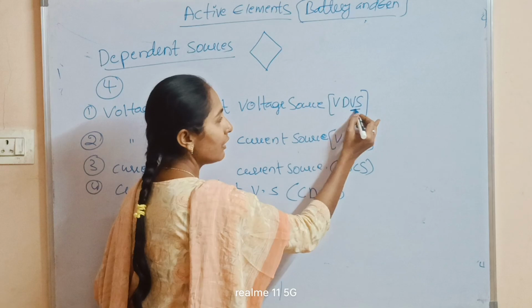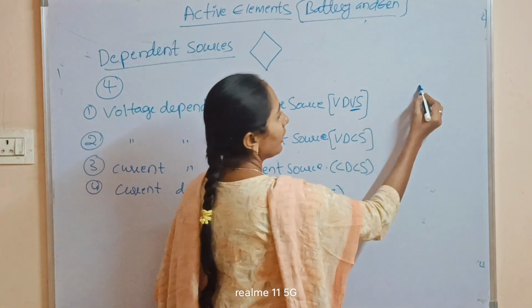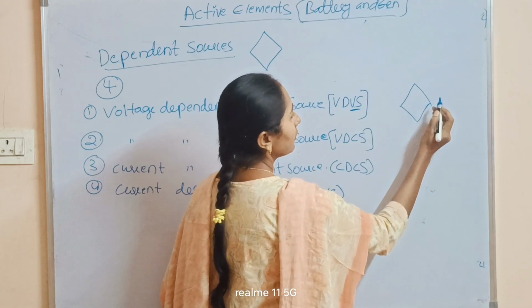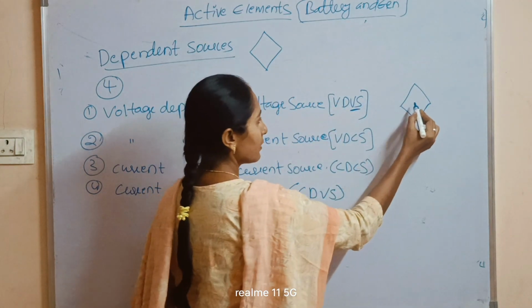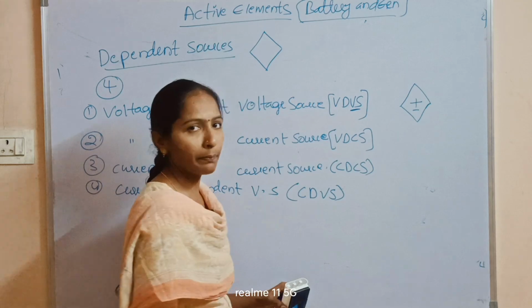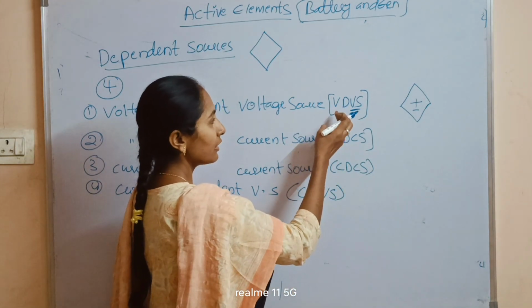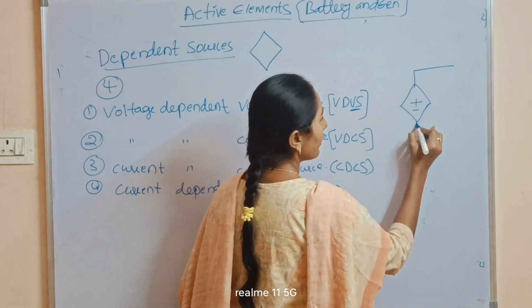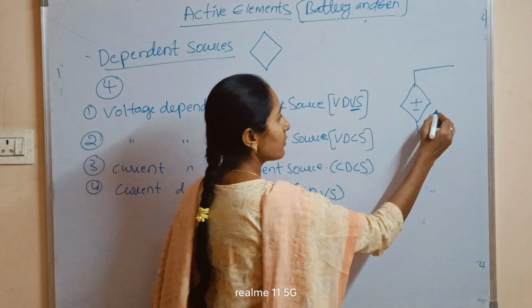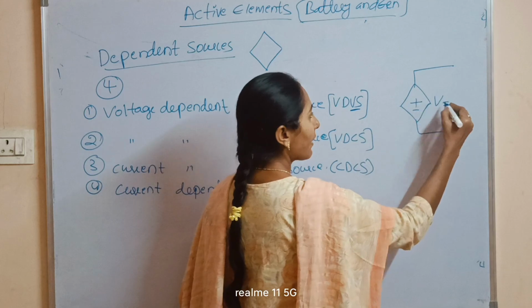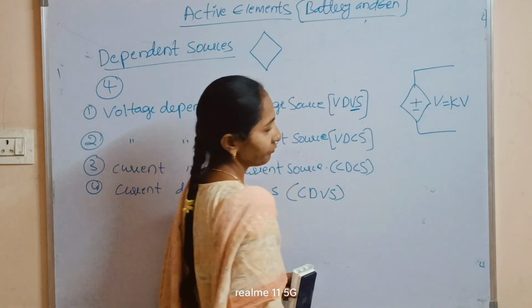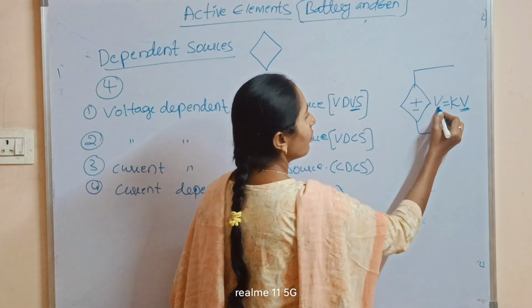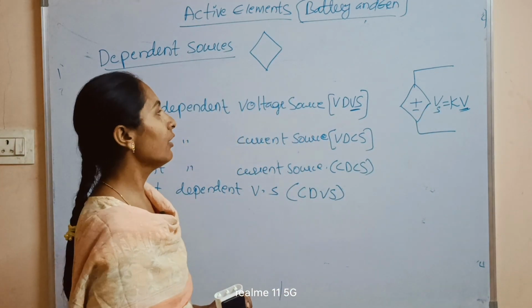How can we represent the voltage dependent voltage source? It is basically a voltage source, so I am considering a diamond shape with a plus minus symbol. It depends on a voltage, so this is the symbol of the voltage source, and it depends on some factor, a constant times V. This is the voltage dependent voltage source.